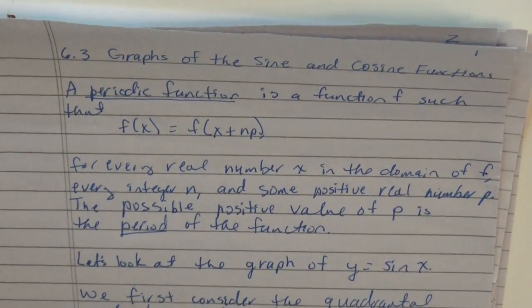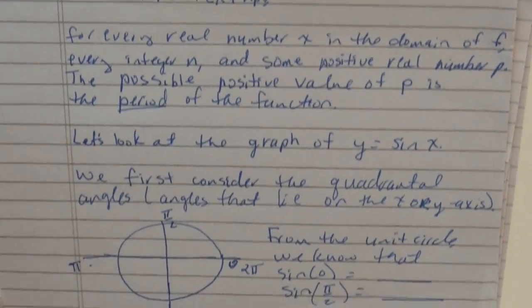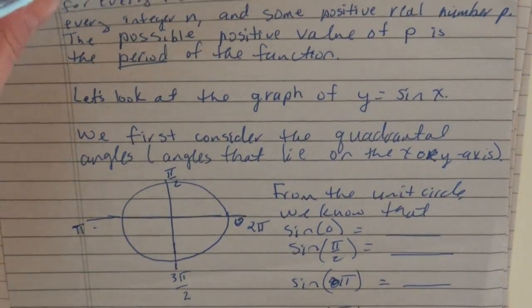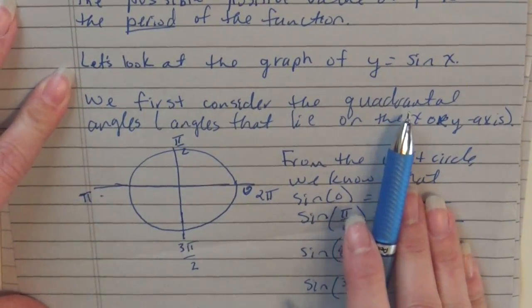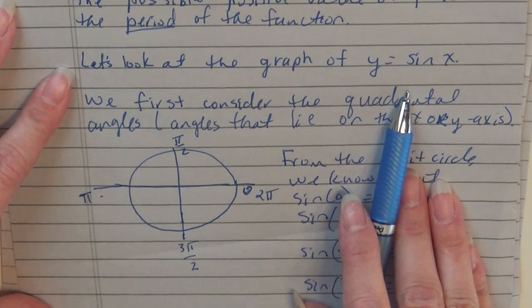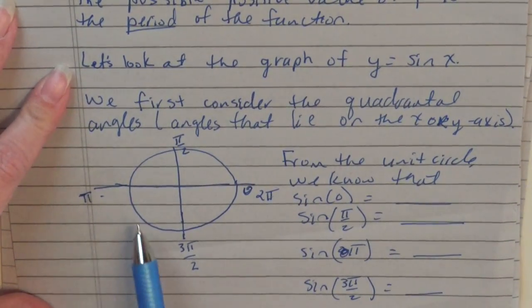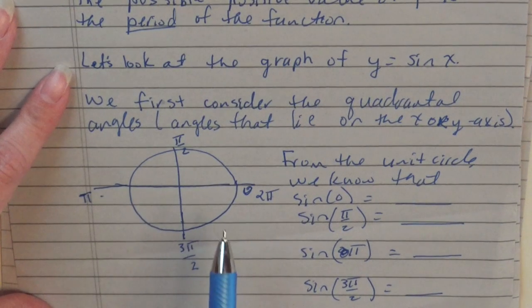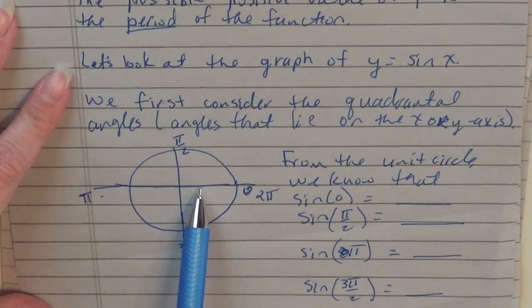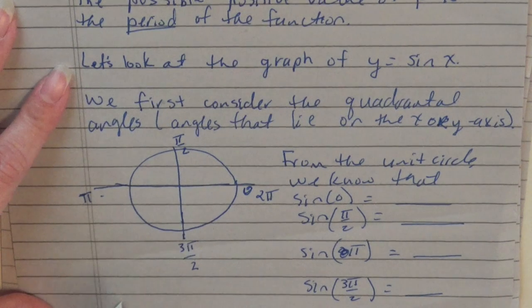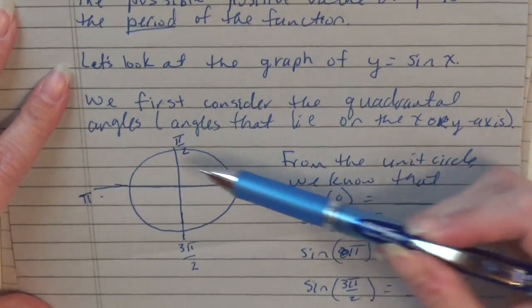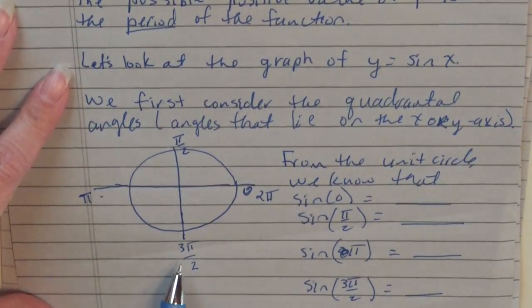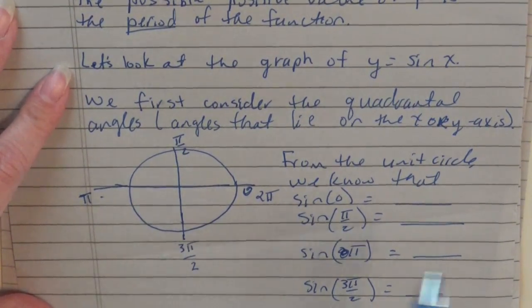Alright, so we're going to start with the graph of sine of x. How do we go about graphing a sine function? Well, before we can set up a table of values, we want to look at what happens with a unit circle. So let's look at the quadrantal angles, in other words, the angles where the terminal side actually sits on the x or the y axis. From the unit circle, let's say I wanted to evaluate sine of 0, sine of pi over 2, sine of pi, sine of 3 pi over 2, etc. Let's see what kind of values we would get.